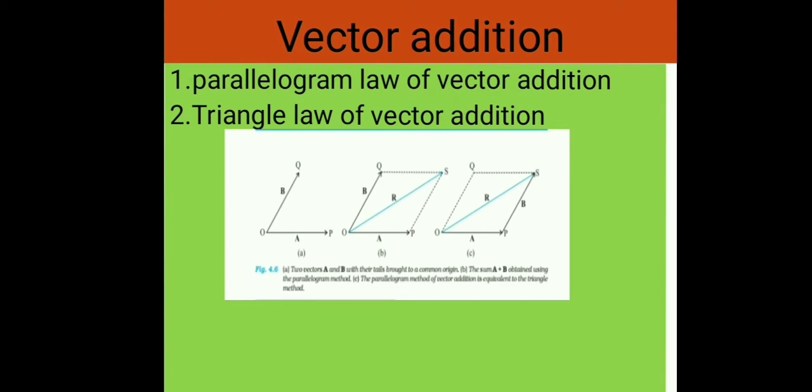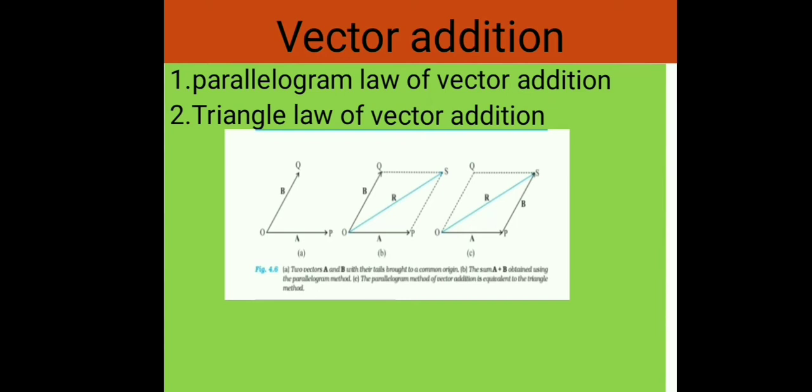There are three types of method which we will discuss in vector addition. First, parallelogram law of vector addition. Second, triangle law of vector addition. And third one, polygon law of vector addition. Okay, in which we will discuss the adding of two or more than two vectors. Now, come to the parallelogram law of vector addition.